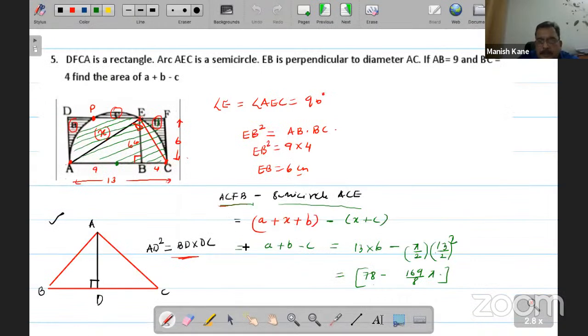Let us see. Yes, yes. Rectangle will be ACFB. Yes, you're right. ACFD, sorry. Yes, Yash, you were right. Area of ACFD, not B. ACFD is the rectangle, right? I hope that clarifies.